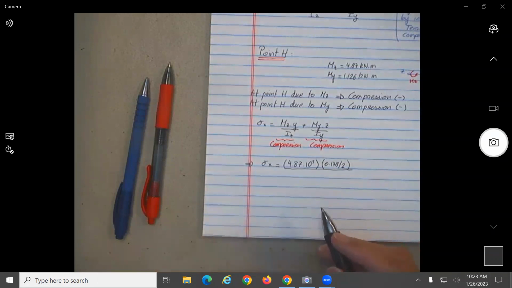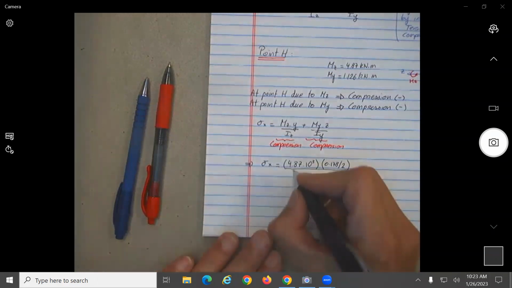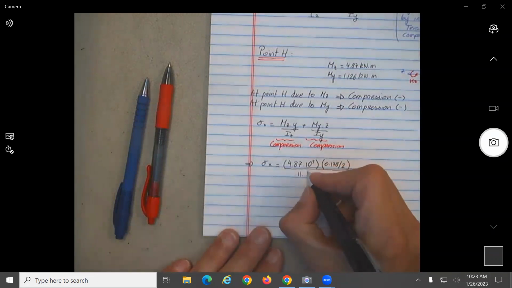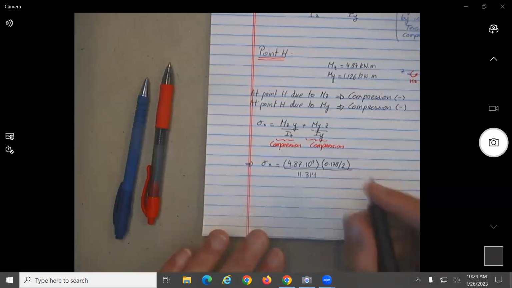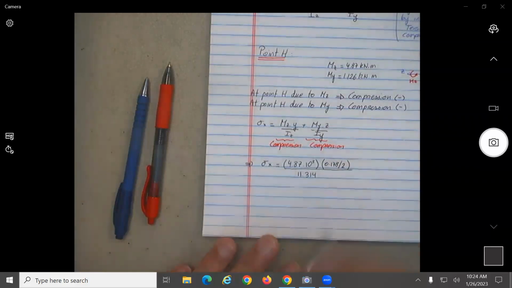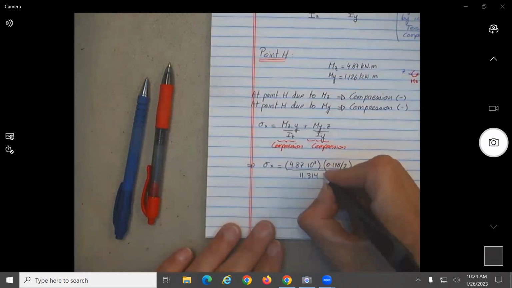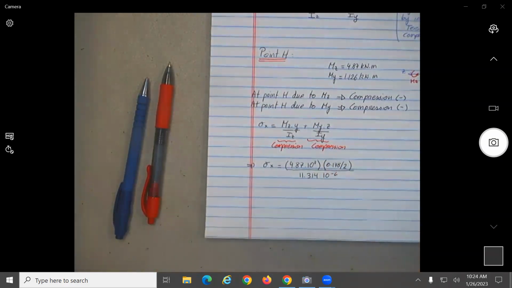IZ. So what was the value for IZ? 11.314 times 10 to the 6. Be careful, 10 to the 6 what? Millimeters to the 4th. We want to move that to meters. With 6 decimal places, if we are at 6, we're going to go to minus 6. That is the change of units, okay?